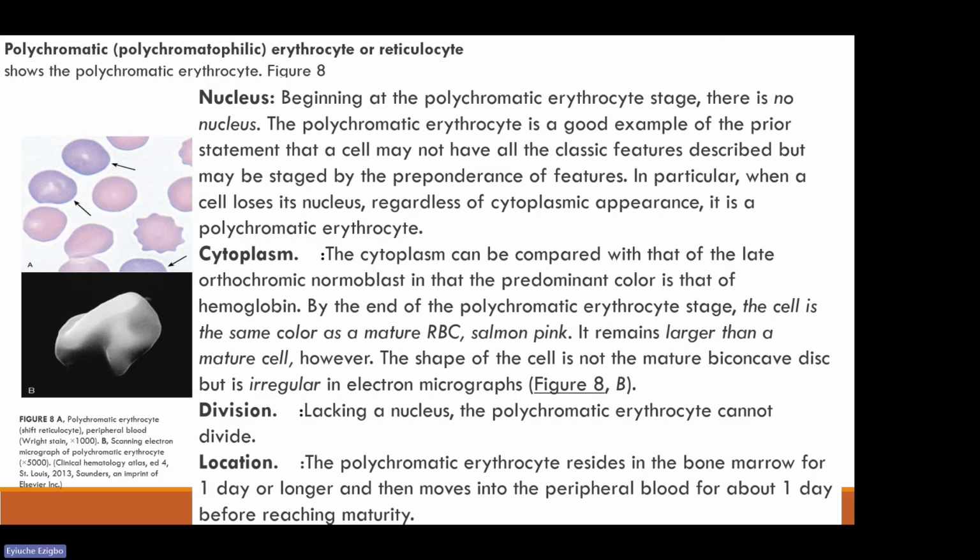It remains larger than a mature red blood cell. The shape of the cell is not the mature biconcave disc. You can see this shape on this electron micrograph picture. It's not that of a biconcave disc of the mature red blood cell, but is irregular. Without a nucleus, of course, the polychromatic erythrocyte also cannot divide. Location: this erythrocyte resides in the bone marrow for a day or longer and then moves into the peripheral blood for about a day before reaching maturity.